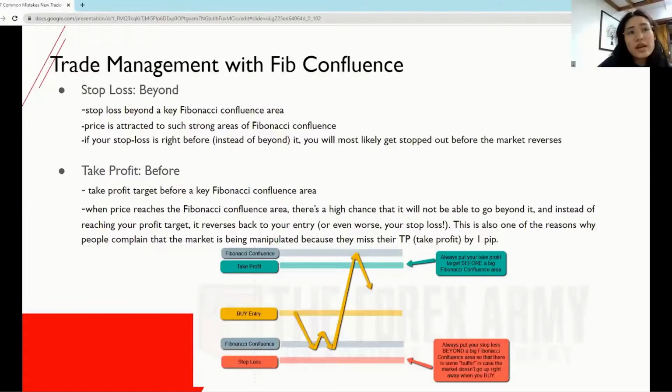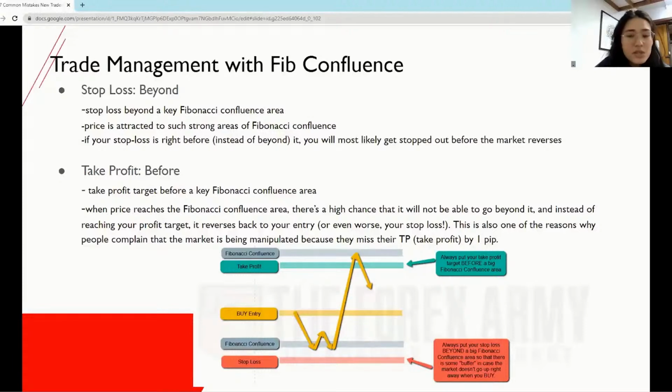So now let's take a look at take profit. Take profit target before a key Fibonacci confluence area. So it means that you should always put your take profit target before a key area.